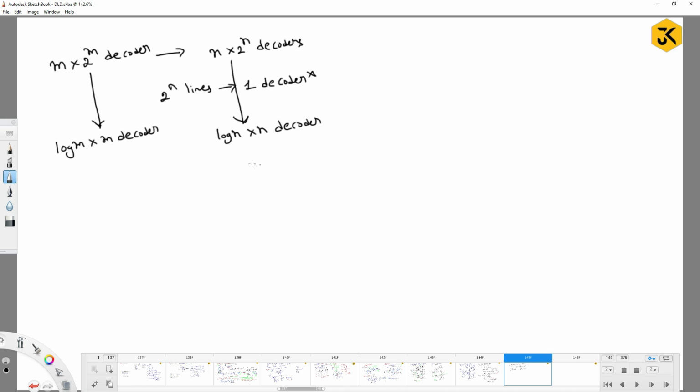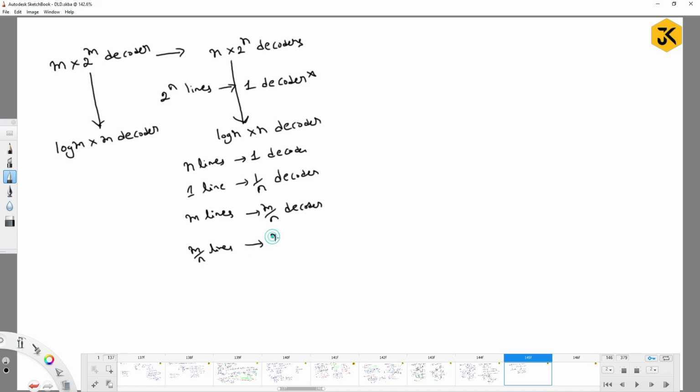Am I right? So now tell me, if I want to implement n lines as output, how many decoders of this size are required? 1 decoder. If I want to produce 1 line as output, how many decoders are required? A 1 by n decoder, right? As in the earlier example. Similarly, to produce m lines as output, you require m by n decoders, and to produce these m by n lines as output, you need m by n square decoders, and so on, right?